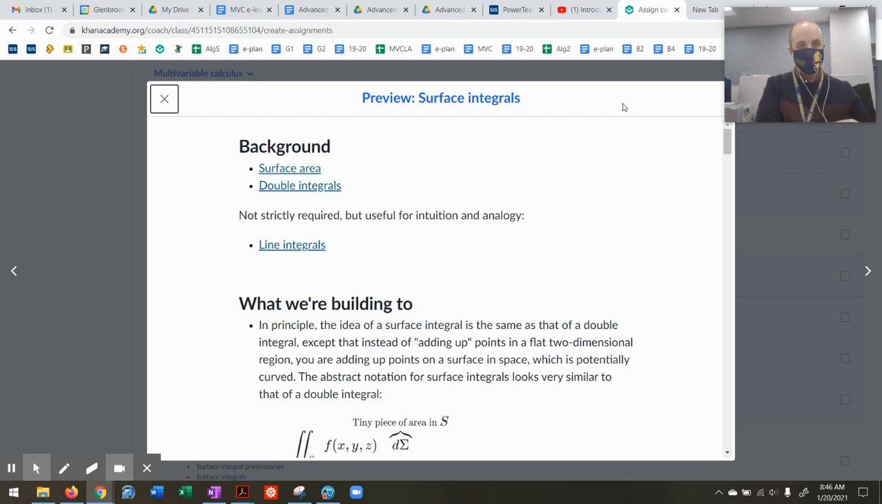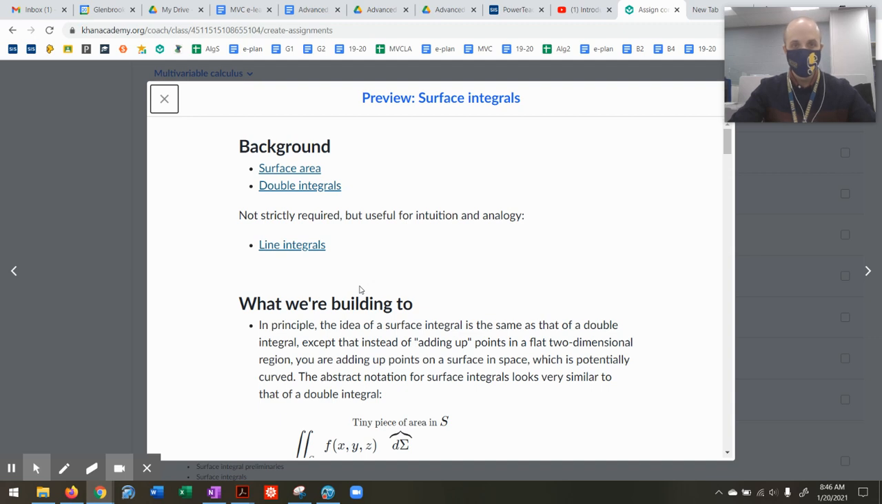So I'm going to use the Khan Academy article for surface integrals to introduce this, and what I'd like to do is read this nice and slowly with you, so that you've seen me talk through it a little bit, and then you're not just reading it on your own with no guidance, okay? So he starts with what we're building to.